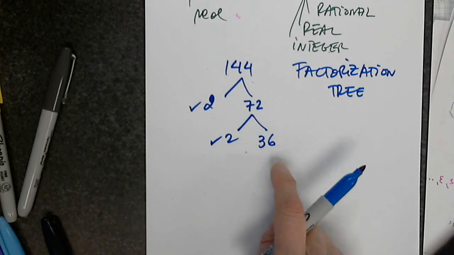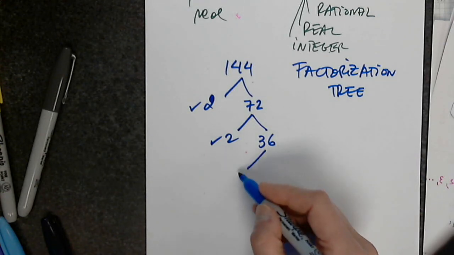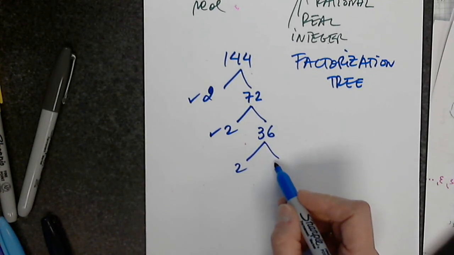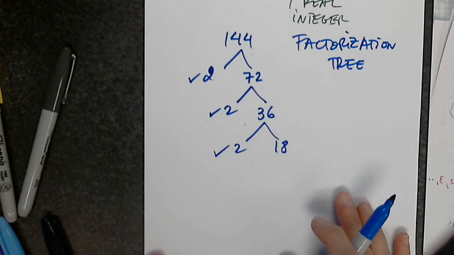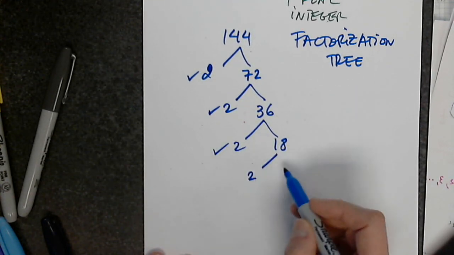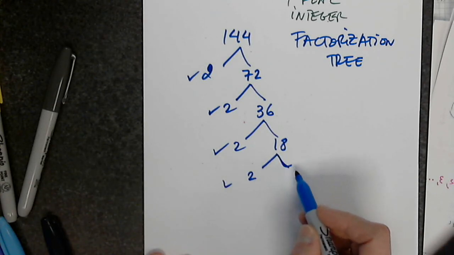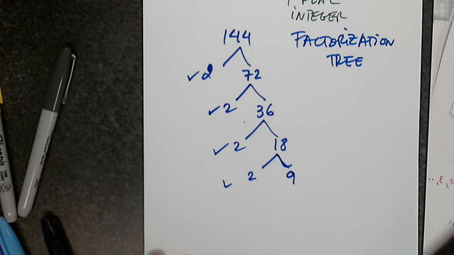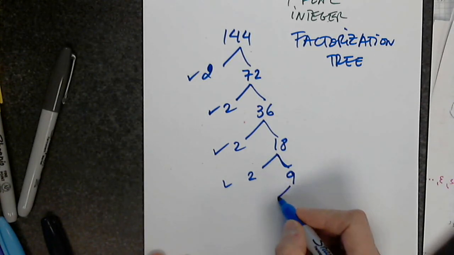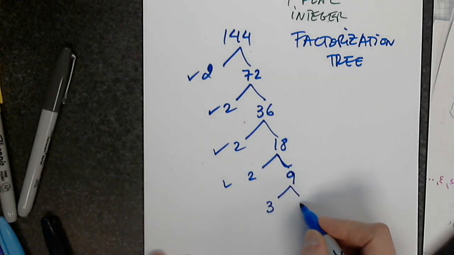36 is divisible by 2 because it's an even number, so 2. So then the rest is 18. Again, I'm done with this one. 18 is divisible by 2. Done here. And the other one is 9. Now I go to the next prime number in line. The next prime number in line is 3. Good. I know that 9 is divisible by 3, and then the remainder is 3.